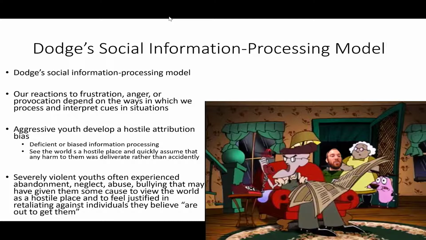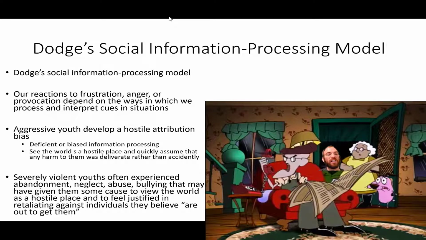But Dodge, regardless, argued that our reactions to frustration, anger, and provocation depend on the ways in which we process and interpret cues and situations. Aggressive youth develop a hostile attribution bias, deficient or biased information processing; they see the world as a hostile place and quickly assume that any harm to them was deliberate rather than accidental. Many violent youths experience abandonment, neglect, abuse, and bullying that may have given them some cause to view the world as a hostile place and to feel justified in retaliating against individuals they believe are, quote, out to get them.